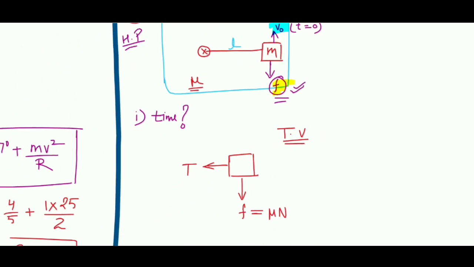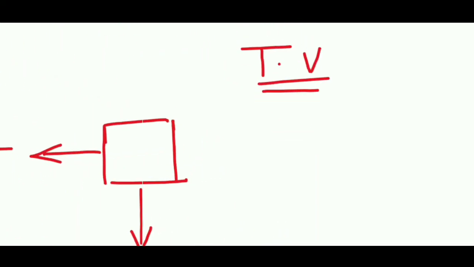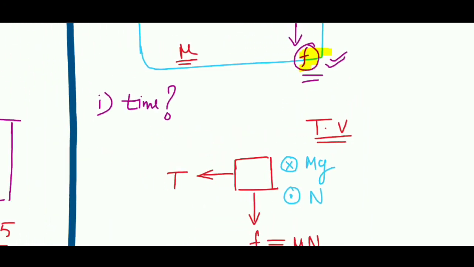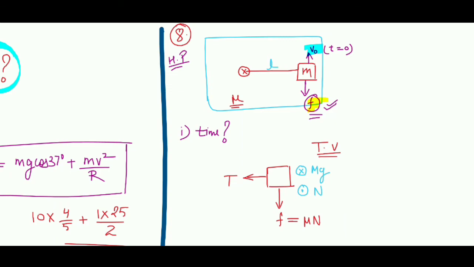So from top, mg will be inside the screen. From top, if you see, mg will be inside the screen, so mg direction is like this. This is the direction of mg, and normal force will be outside the screen. Cross means inside the screen, dot means outside the screen. Normal is outside the screen, upwards, and mg is downwards, inside the screen. Okay, I'm drawing the top view of the free body diagram.